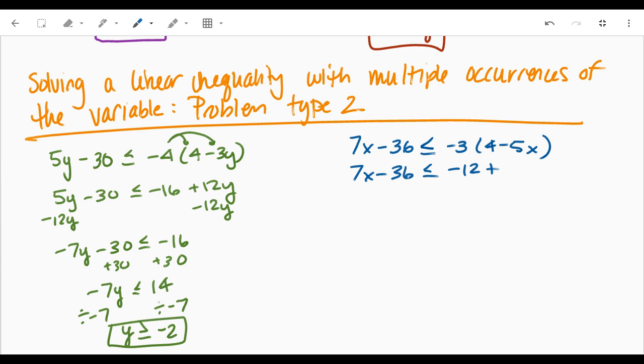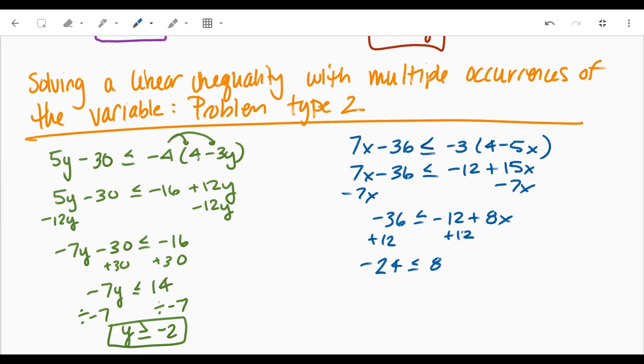It'll be negative 12 plus 15x. We're going to subtract 7x to keep the x's positive, and we're going to add the 12. So negative 24 less than or equal to 8x. Divide by 8, and negative 3 is less than or equal to x. All right. Next one.